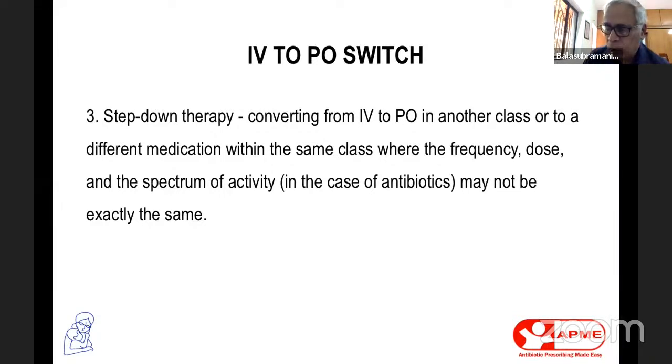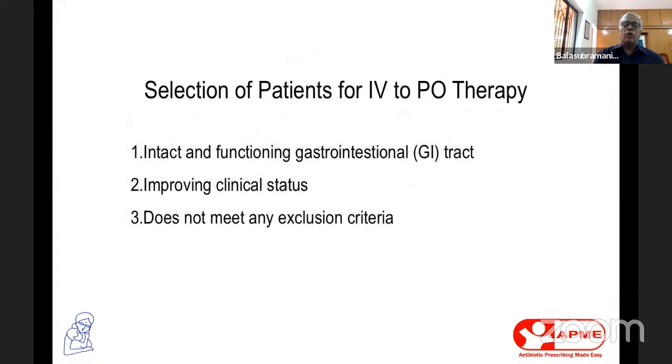ESBL producer. You are given meropenem or piperacillin tazobactam. Once the child is all right, you are going to switch to an oral drug. And if the ESBL organism is sensitive to quinolone, you can switch over to quinolone itself. It need not be any beta-lactam or glycopeptide. You don't have to go in for drugs like faropenem. Just because you have given meropenem to the sick child, you don't have to follow up with faropenem, another oral beta-lactam.